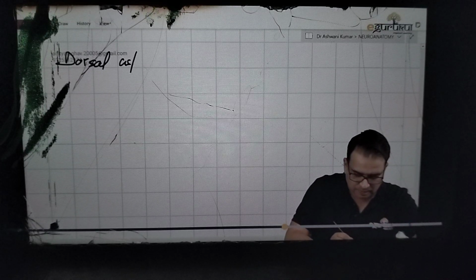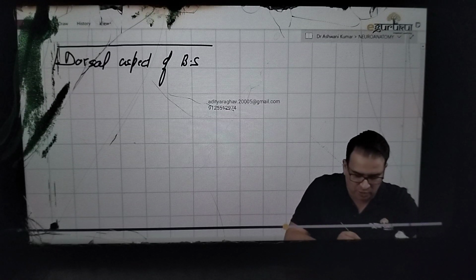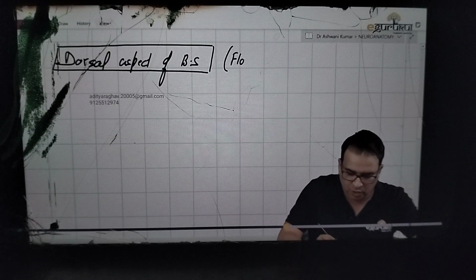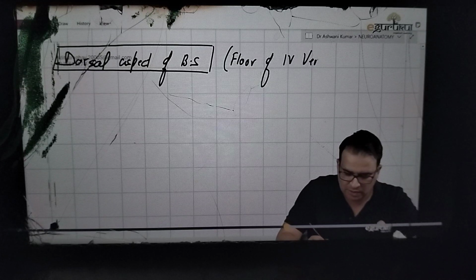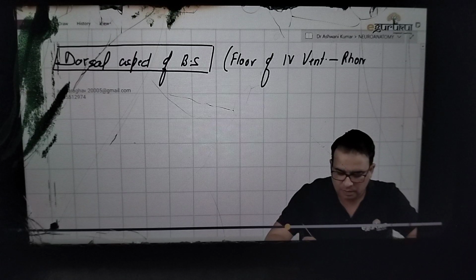So looking at the dorsal aspect. Dorsal aspect of the brainstem, and what else will we achieve by looking at the dorsal aspect of the brainstem? We also will be looking at the floor of the fourth ventricle, which because of its shape is also called the rhomboid fossa.